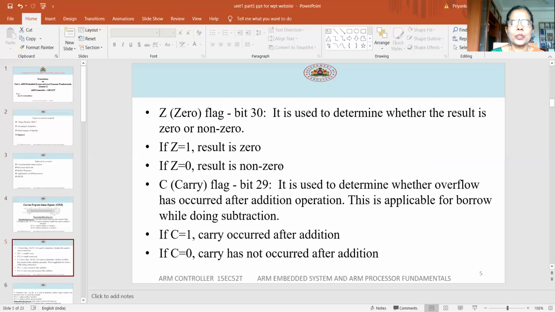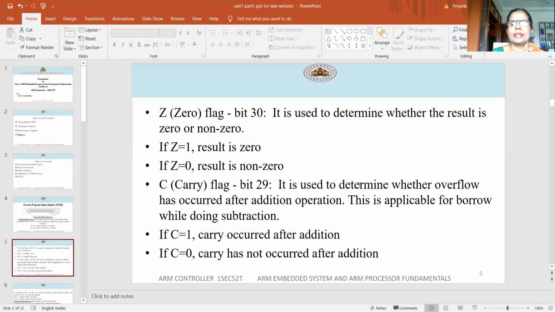Non-zero means the output contains ones and zeros, or all ones, or zeros and ones. But result 0 means all the bits will be 0. So if the result is 0, then Z becomes 1. If the result is non-zero, then Z becomes 0.